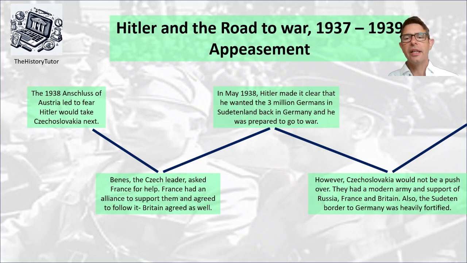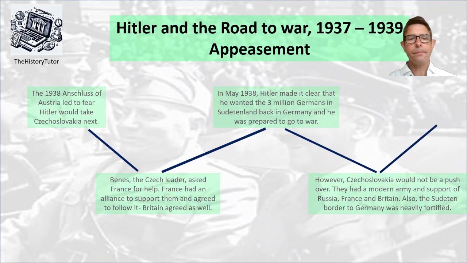In May 1938, Hitler made it clear that he wanted the 3 million Germans of Sudetenland back in Germany, and he started to prepare for war to take back that land. Czechoslovakia, however, had strong fortifications around Sudetenland, and had a strong modern army, tanks, machine guns, etc., so they were willing to fight. So a major war was potentially going to happen that could drag Britain and France into it as well.